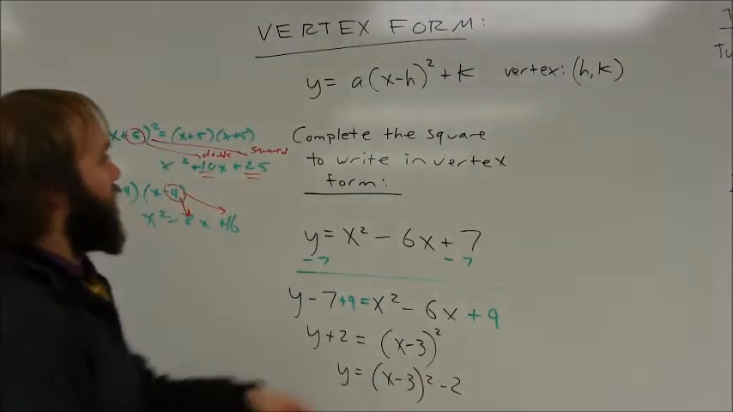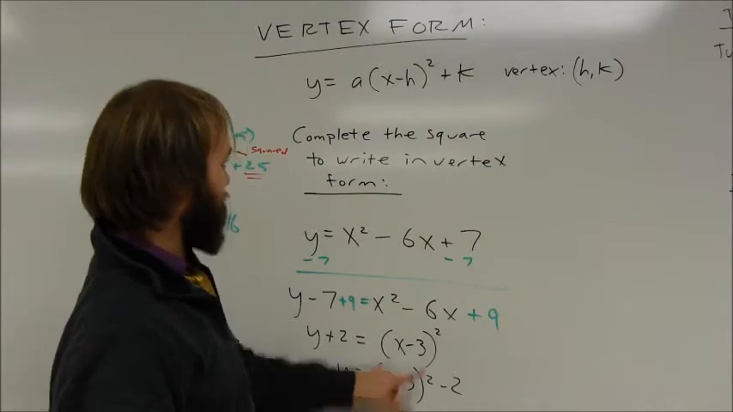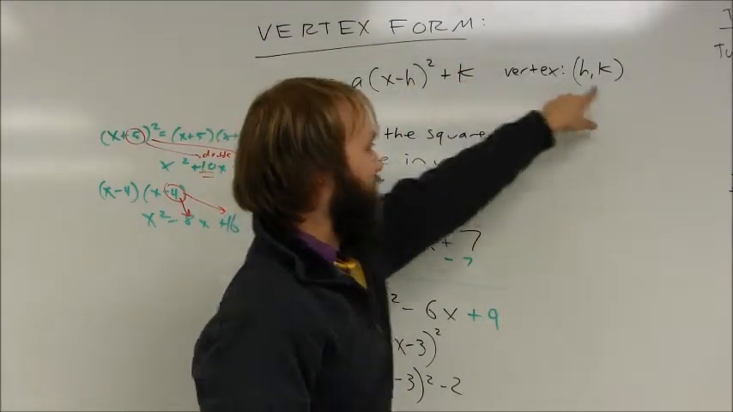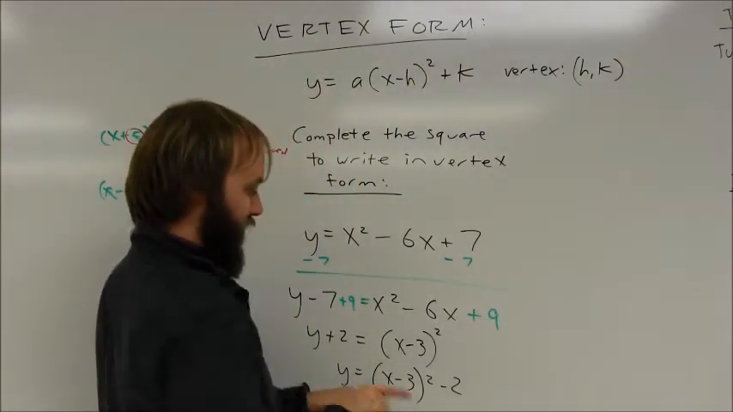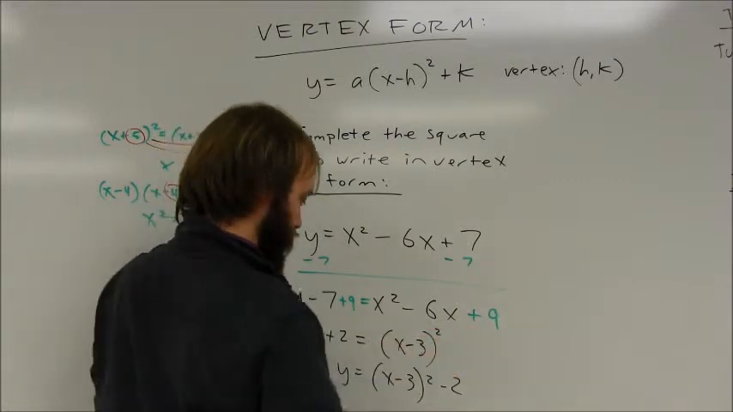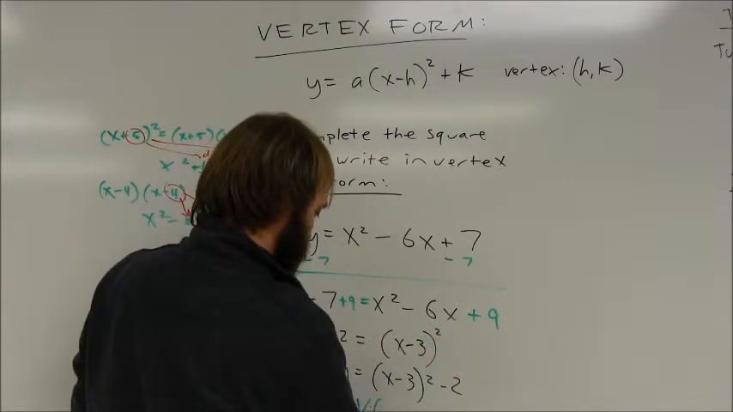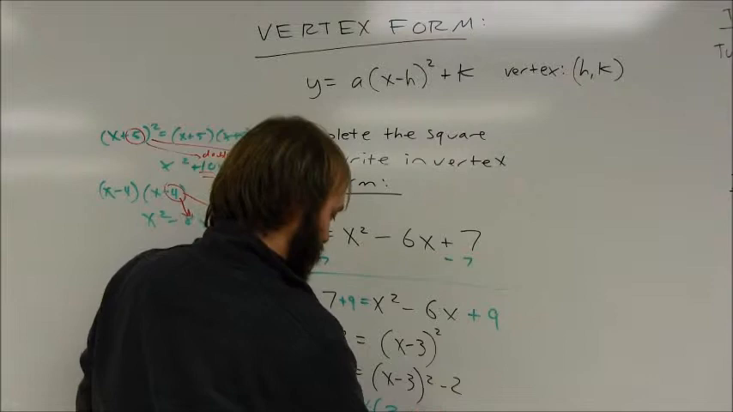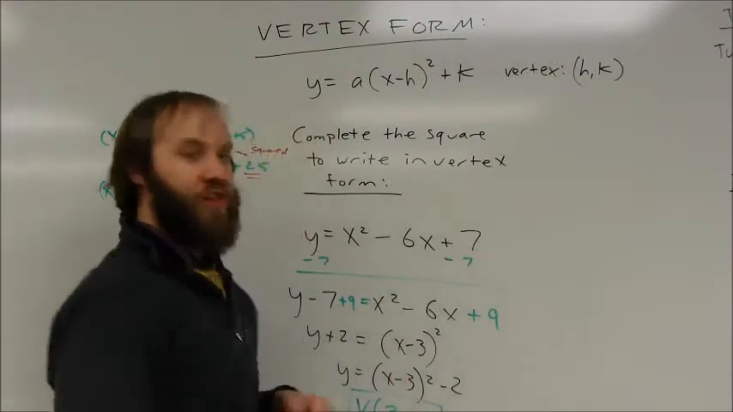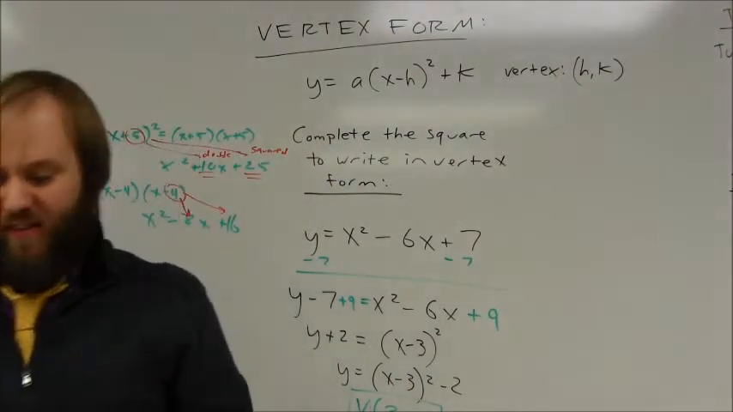The vertex is going to be the opposite of this value in parentheses, and then that value outside of parentheses. So that is a horizontal shift to the right 3 units, and a vertical shift down 2 units. So the vertex is at 3, negative 2 when I write this thing in vertex form.